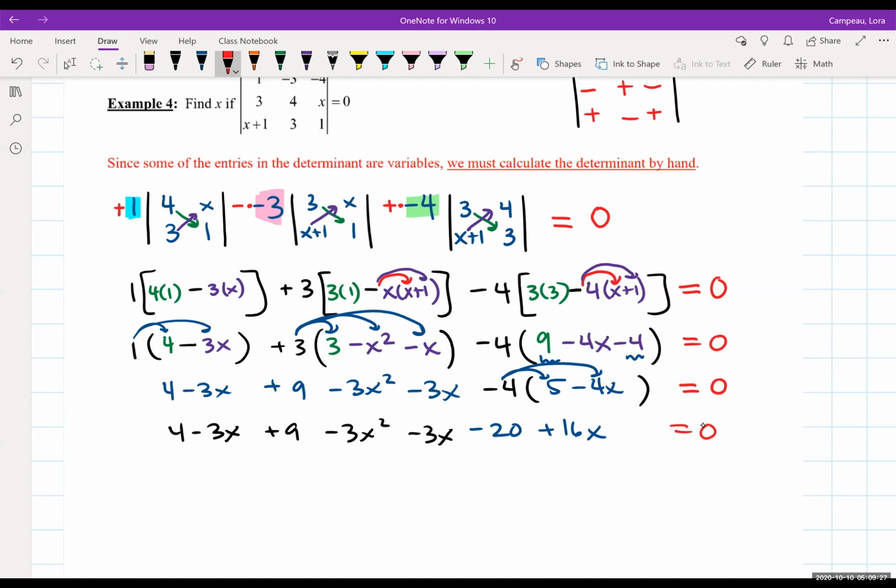So I'll just scan through everything. And the first term I see on the left-hand side of the equation, I do see a 4, that's a constant. So I do see a 9 as a constant and a -20 as a constant. So I'll just combine those. So I have 4 plus 9 minus 20. So that's giving me -7.